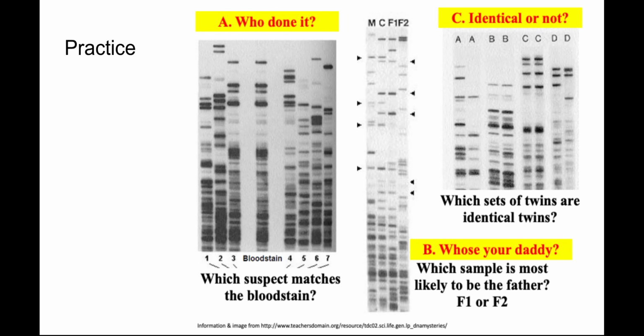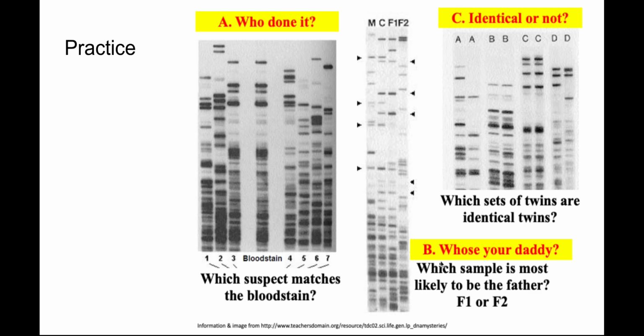So practice here. You're matching, you have your blood stain in the middle, and you have 7 suspects, and you want to know which suspect matches this blood stain. So you're looking for similarities in the profile, so these dark lines. So you can see here and here you have a match, but it's also somewhat similar here. So we'll go down to the next one where you have 2 matches here, and you can see that suspect 3 seems to match the blood stain.